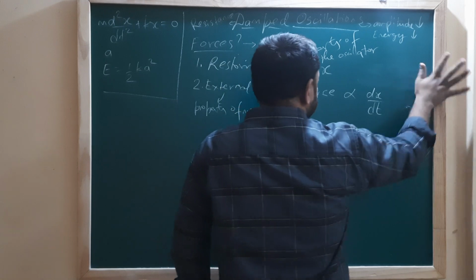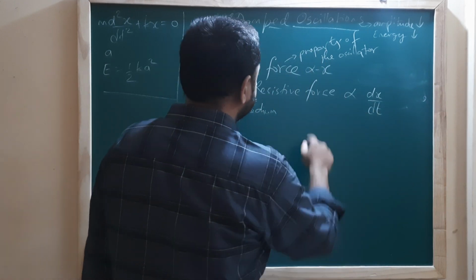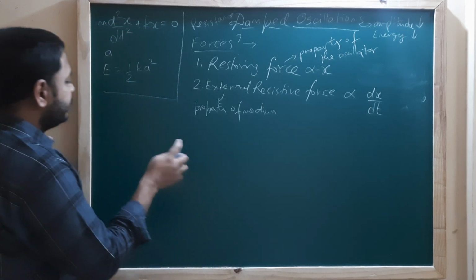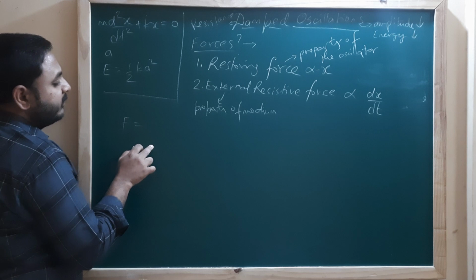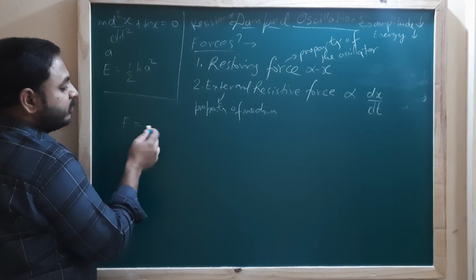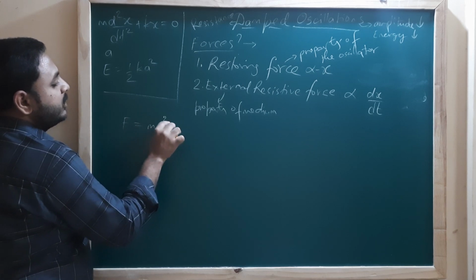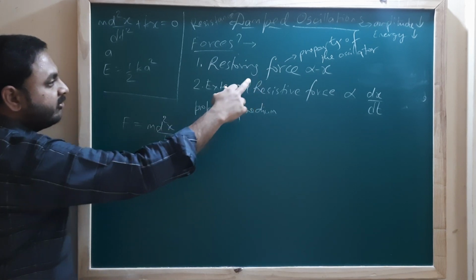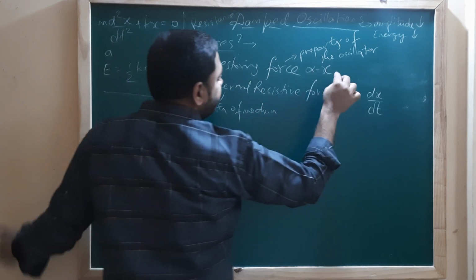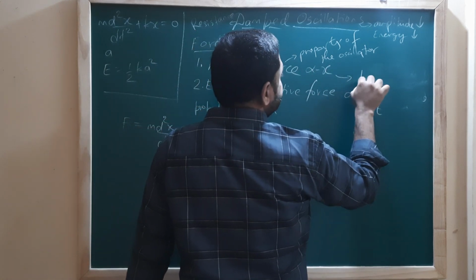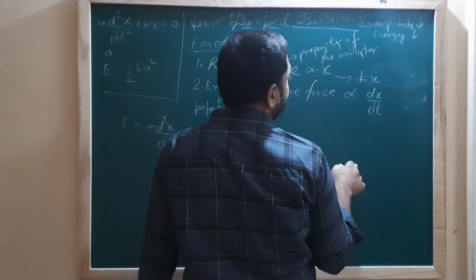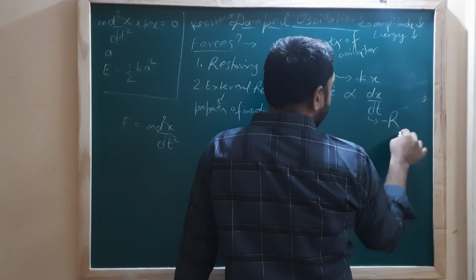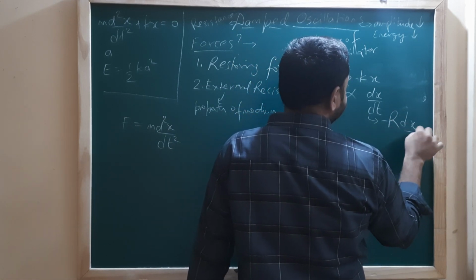Now we have this external resistive force proportional to the velocity and the restoring force. Now let's use Newton's second law. Newton's second law says that the net force should be equal to mass into acceleration, that is mass into d2x by dt squared. Now what are the net forces acting? First force is restoring force. I'll write it right here itself. This force is equal to minus kx. And this force is equal to minus of r into dx by dt.